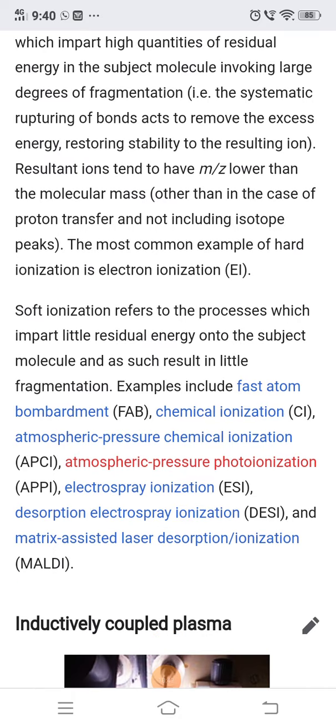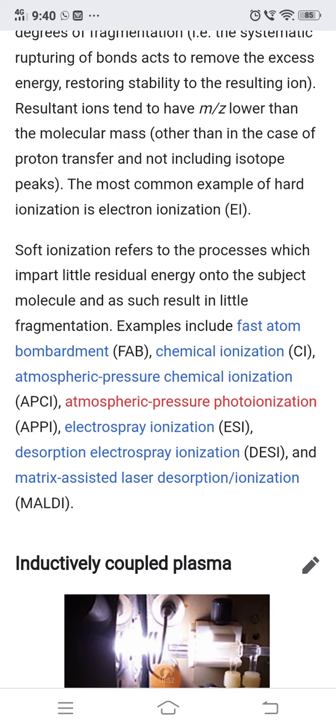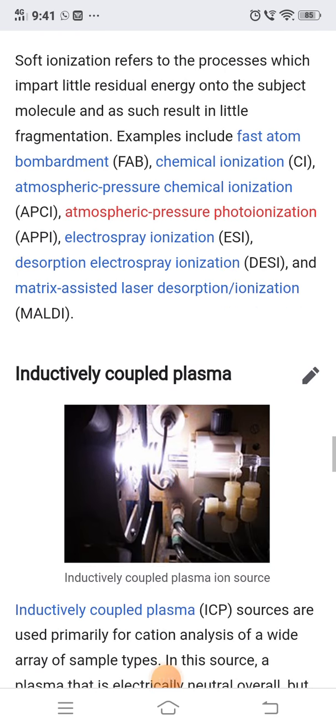Soft ionization refers to processes which impart little residual energy onto the subject molecule, and as such results in little fragmentation. Examples of these ion sources are, first, fast atom bombardment, second, chemical ionization, and third, atmospheric pressure chemical ionization, atmospheric pressure photoionization, electrospray ionization, desorption electrospray ionization, and last is MALDI, that means matrix assisted laser desorption ionization.